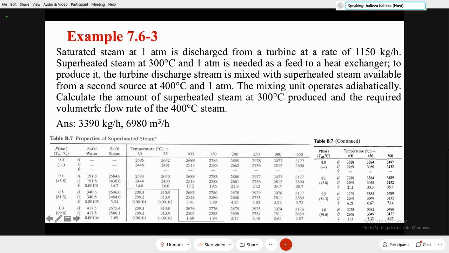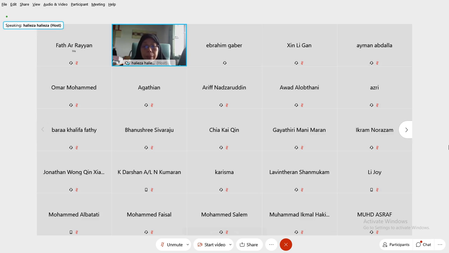The question asks for the amount of superheated steam that is going to be produced from the mixer and the volumetric flow rate of your second stream, which is at 700 degrees C. So I'm going to show you guys my iPad so that we can start solving that problem.